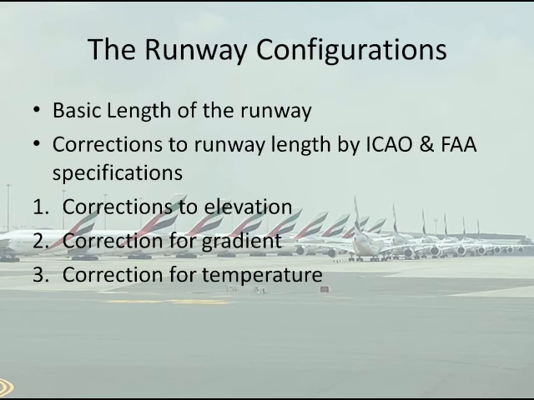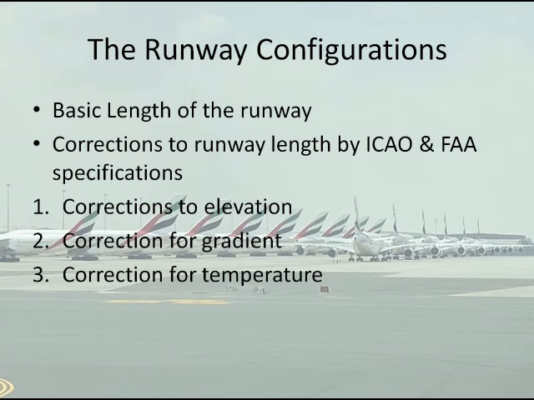The airport reference temperature is worked out by the following expression: airport reference temperature equals T1 plus (T2 minus T1) divided by 3, where T1 is the monthly mean of the average daily temperature for the hottest month of the year, and T2 is the monthly mean of the maximum daily temperature for the same month. The standard temperature at the airport site can be determined by reducing the standard mean sea level temperature of 15 degrees at the rate of 6.5 degrees centigrade per 1000 meter rise in elevation.